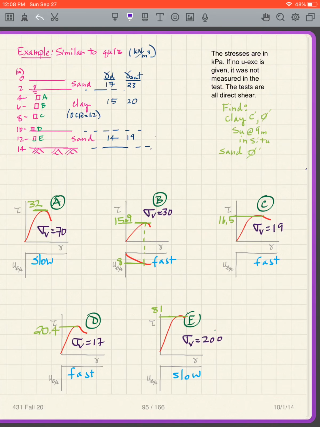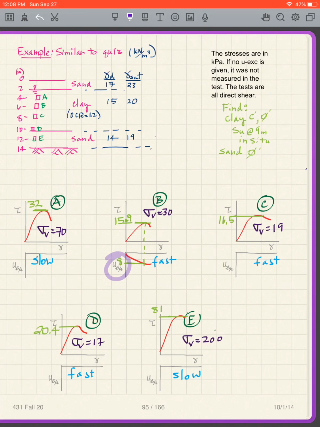Okay, all the tests are direct shear tests, and what we want to do is find in the clay C prime and Phi prime, and we want to get the undrained shear strength at 9 meters in situ. So notice there's no test at 9 meters, so that's one thing. But we want to be able to estimate the strength there using this data. And then in the sand, we want the Phi prime. So I've labeled the peaks here, so you get peak values. You don't have to pick them off yourself, typically.